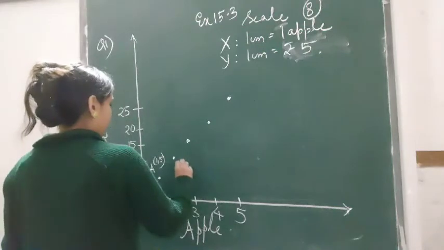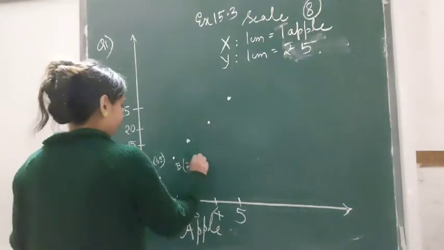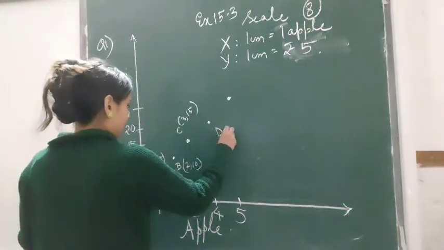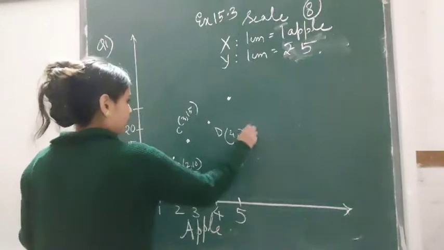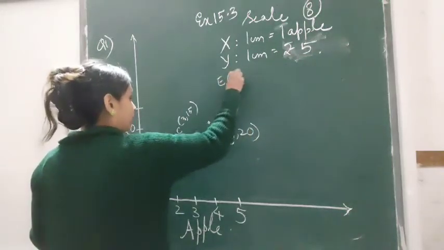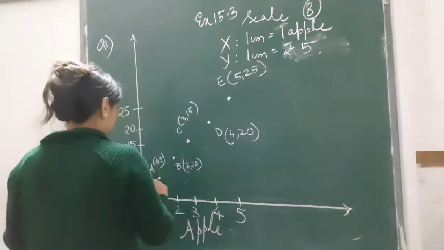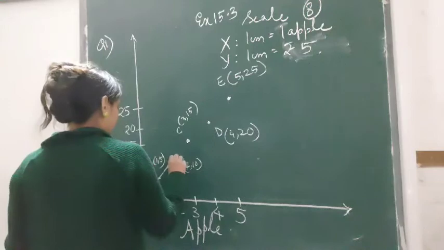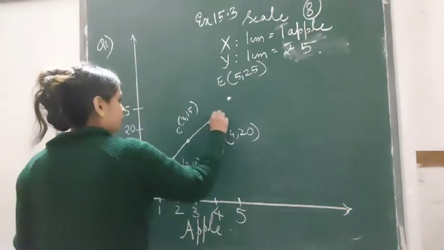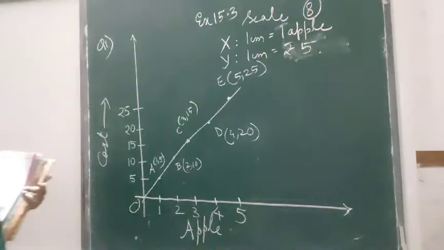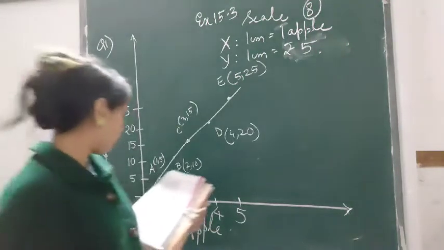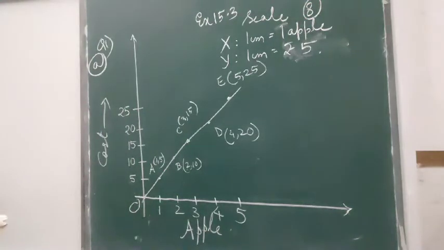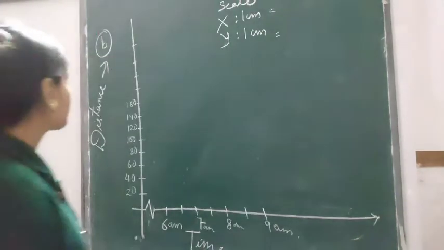So this is A, this is B, this is C, this is D, and this is E, and we draw the line. So this is your graph, okay? This is your graph for question number 1, A. Now we will start B.